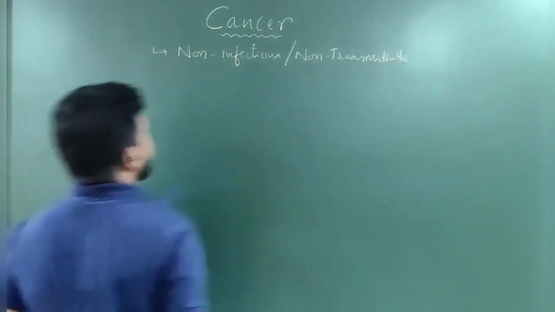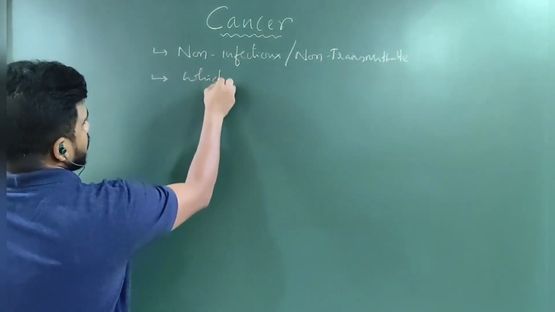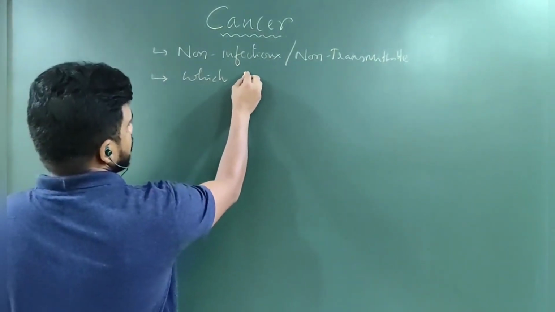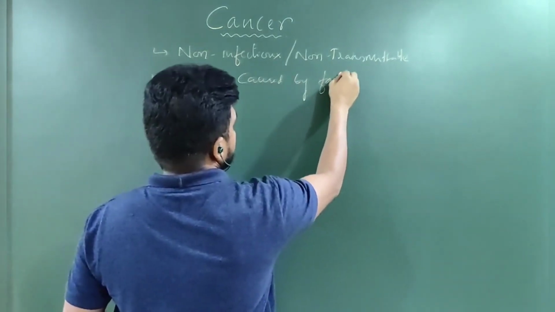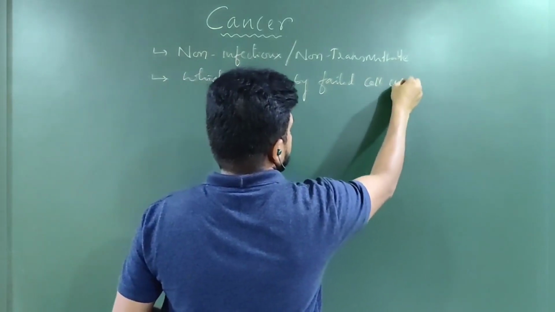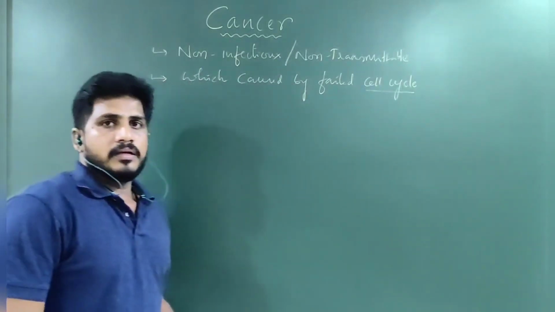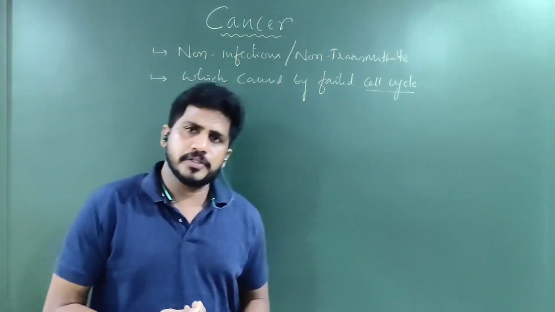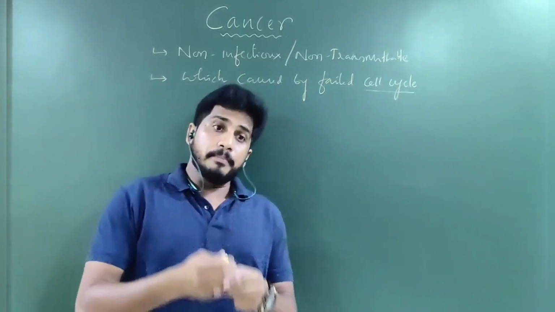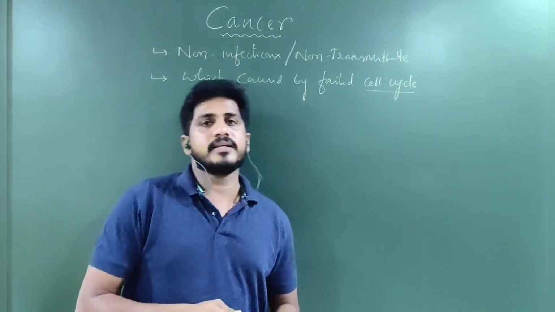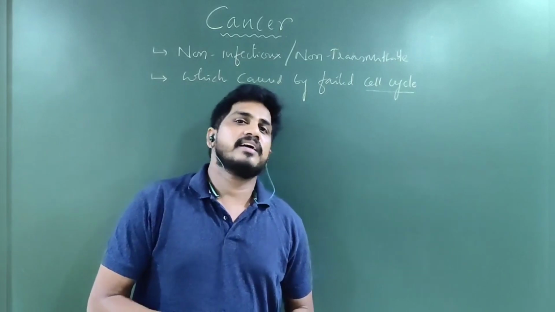Non-transmittable. Understand? Secondly, it is caused by a failed cell cycle. This is very important. In first year you already learned. Cancer can occur at any age. Don't think that only people above 50 get cancer. No. Even an embryo during pregnancy may get cancer. So before birth also we can get cancer.